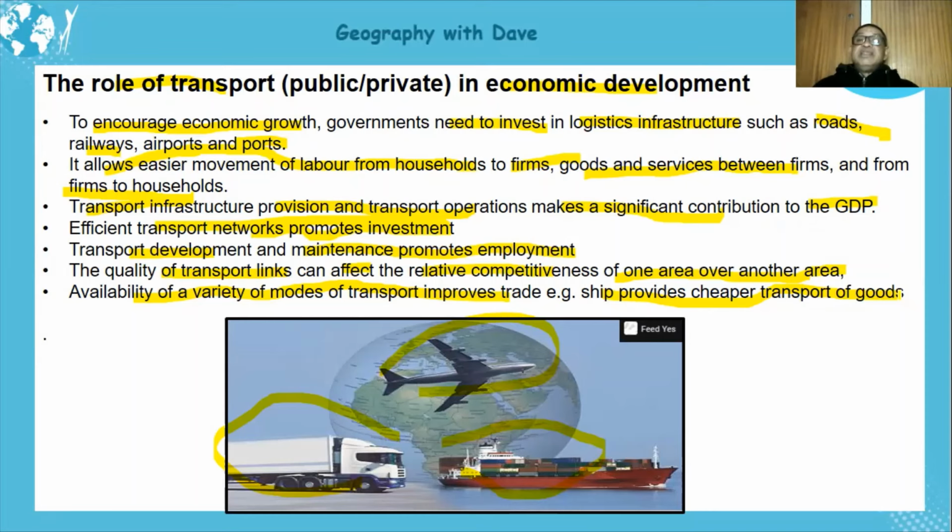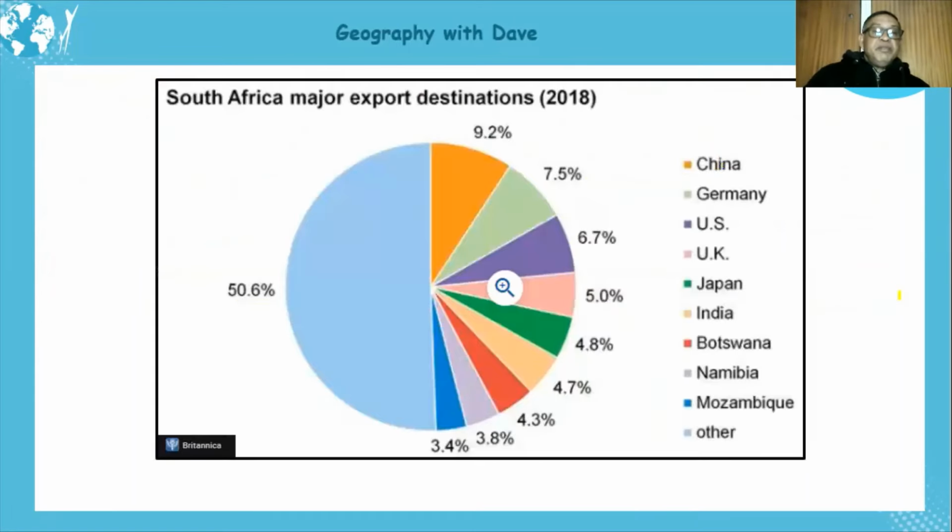Your costs are less. Imagine those countries that are landlocked, they'll have to pay the additional transport and also go through other countries, which could be a costly process, making the product more expensive. So there are so many things that are important about the role of transport in economic development. I'm going to look at some graphs.